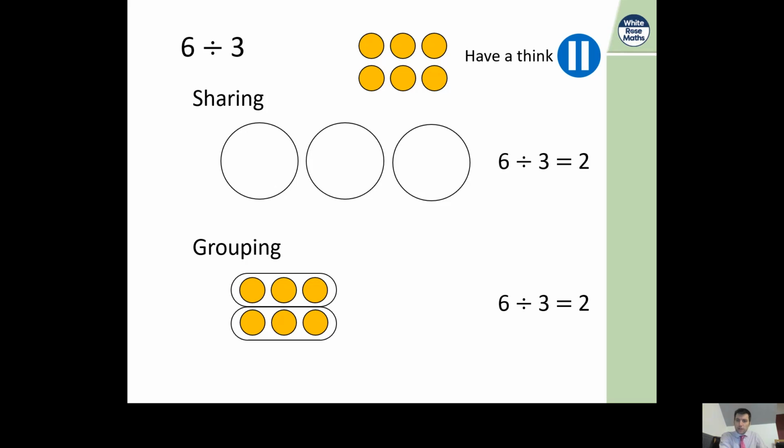So have a think. I wonder how I could present it. Think about my array. Think about my plate, so I could do my grouping. And you might have a go at doing that yourselves now. So pause the video. Try and divide 6 by 3.